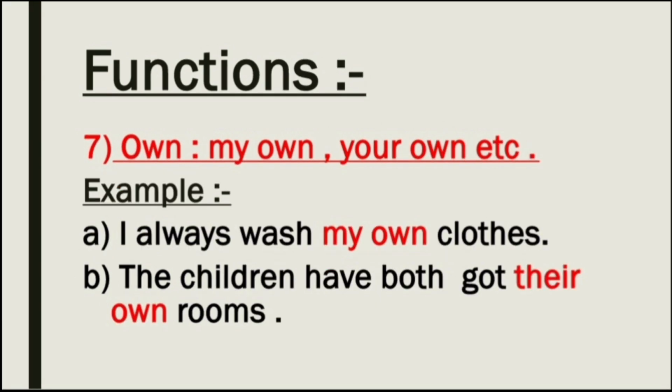The seventh and the last point is how we use own: my own, your own, etc. There is no possessive reflexive. We do not have any possessive in reflexive. Instead, what we use is my own, your own, etc. Have a look at these examples. I always wash my own clothes. We will not say I always wash myself own clothes. No, I always wash my own clothes. There is no possessive in reflexives.